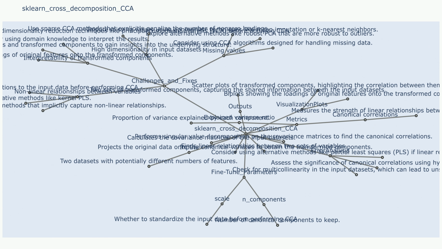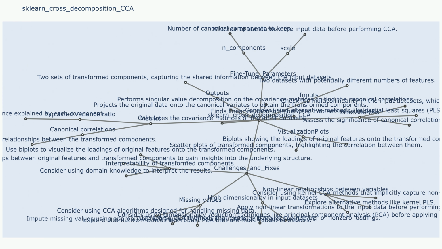Analyzing data from different biological experiments, where the underlying relationships are not strictly linear, might require nonlinear methods for optimal analysis. Fixes to Challenge 2: consider nonlinear methods like kernel CCA or other nonlinear dimensionality reduction techniques to capture complex relationships between the data sets.